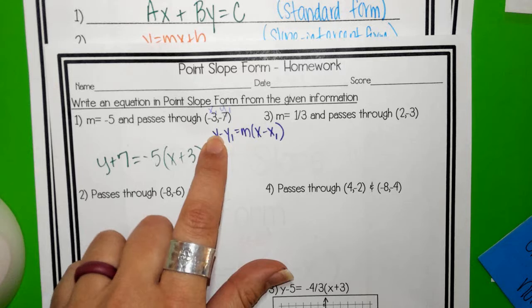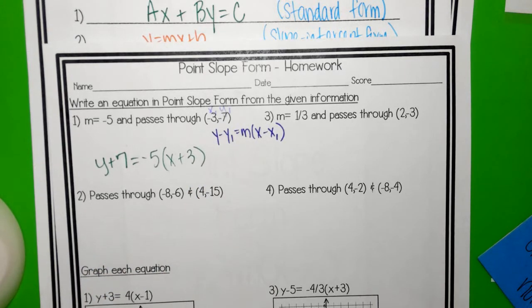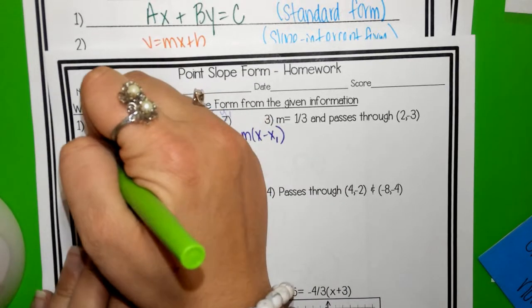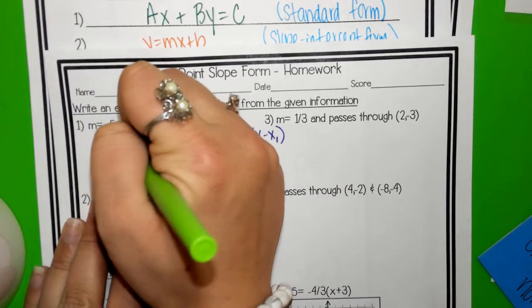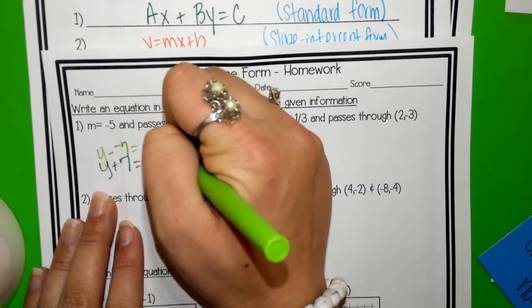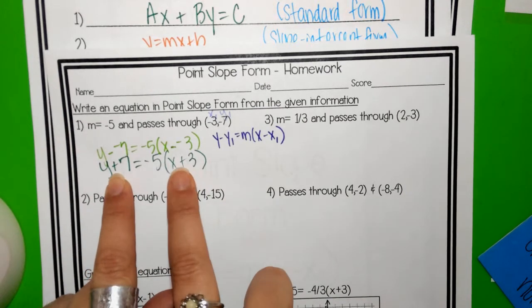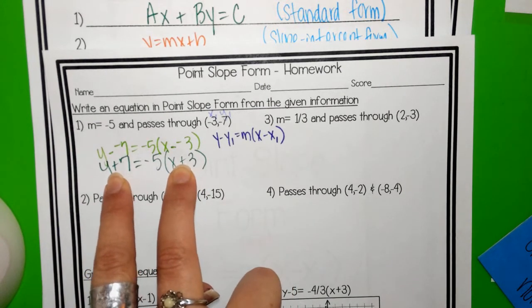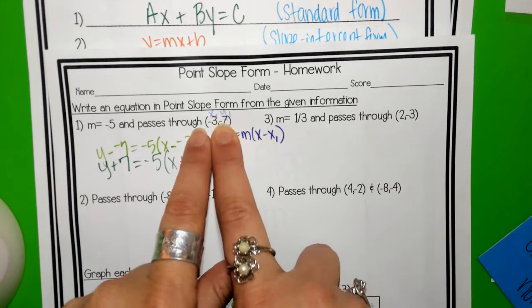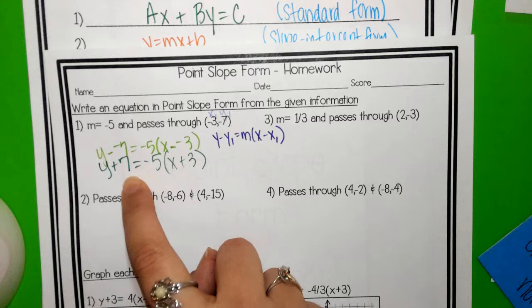Yes, and our equation is y minus y1, correct? So if we wrote it to begin with, we would write it as y minus a negative 7 equals negative 5 times x minus a negative 3. And when we have two negatives, what do we do? We change it to a plus sign. So these two signs right here are always going to be opposite of whatever your sign is in your point. Every time, it's going to be opposite of whatever's in your point.